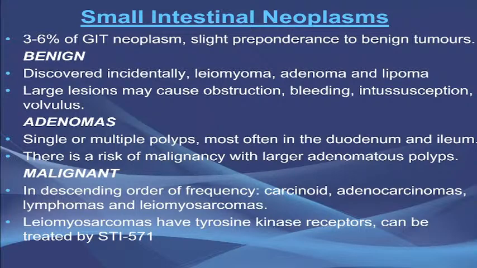Malignant small intestinal tumors, in descending order of frequency: adenocarcinomas, lymphomas, and leiomyosarcomas, with carcinoids being the least common. I actually don't remember seeing a leiomyosarcoma of the small intestine in my many years of practice, but that doesn't mean they don't occur. But certainly carcinoids, adenocarcinomas, and lymphomas we see once in a while.